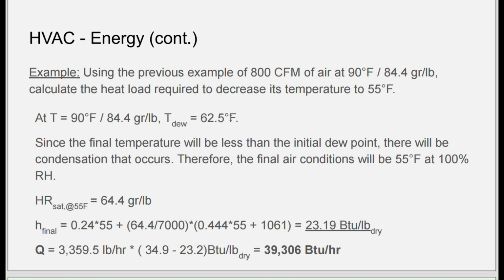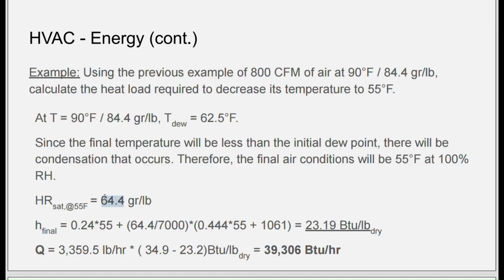So what that means is there would have to be condensation that occurs to get past this temperature down to 55. If you're on a psychrometric chart and you cool air down to that dew point, any more cooling, you're going to basically just ride that saturation curve down. So your final air conditions at 55 are going to be saturated, and saturated means 100% relative humidity. So if I were to find my HR sat, which we talked about earlier, at 55, that corresponds to a humidity ratio of 64.4 grains per pound.